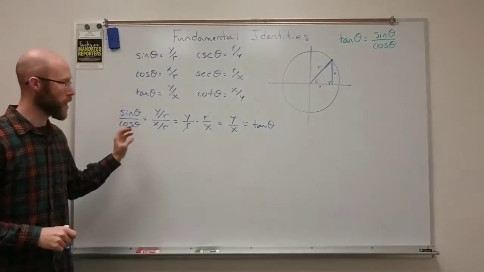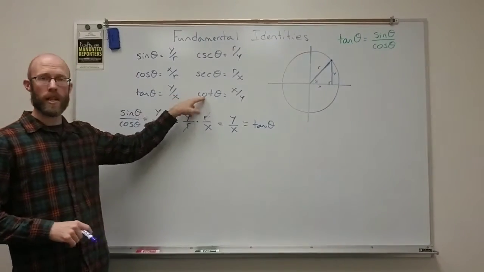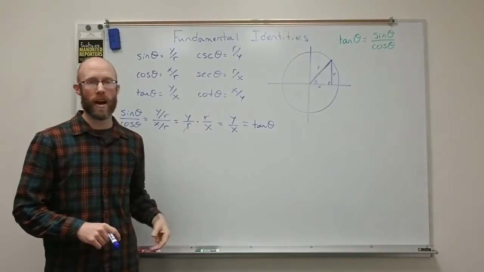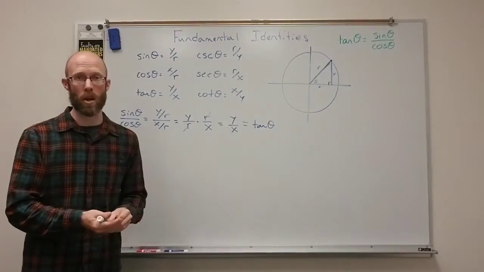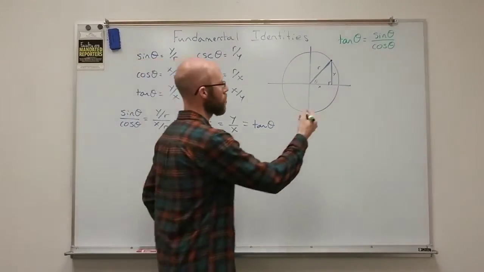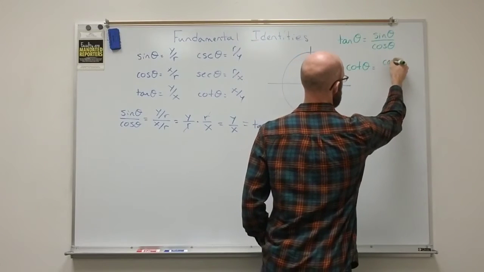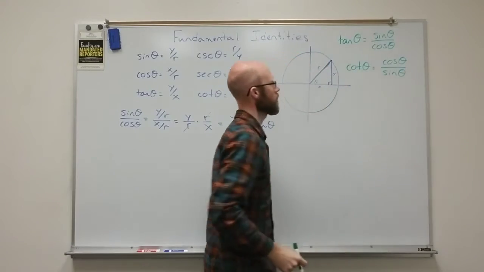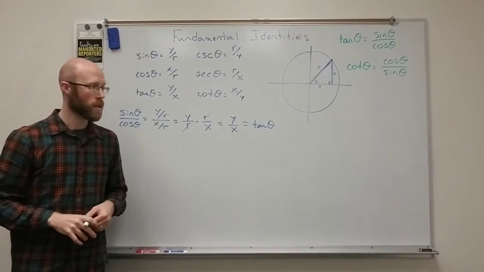In a similar way, because the cotangent is the reciprocal of the tangent, we can flip that fraction and get a similar identity for the cotangent, right? So the cotangent is equal to the cosine divided by the sine, right? And that's because the two are reciprocals, the tangent and the cotangent.